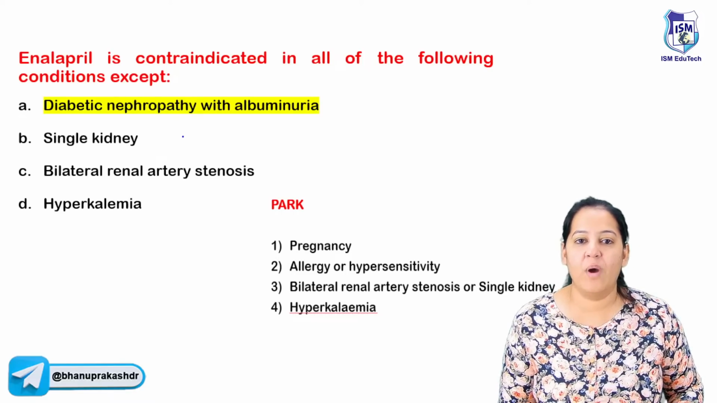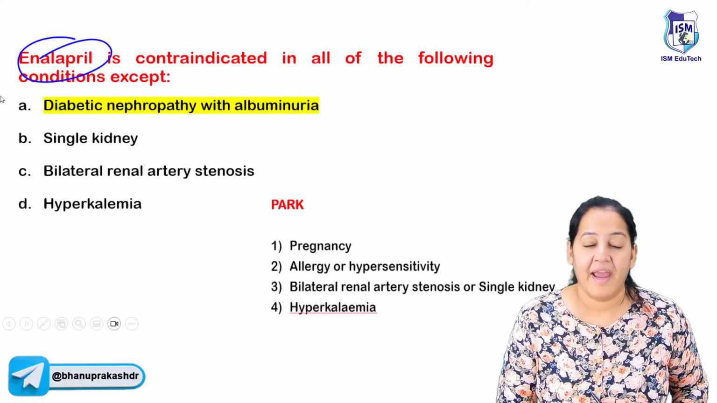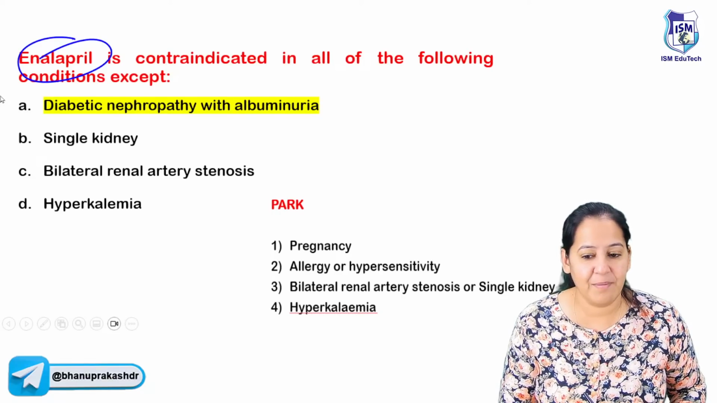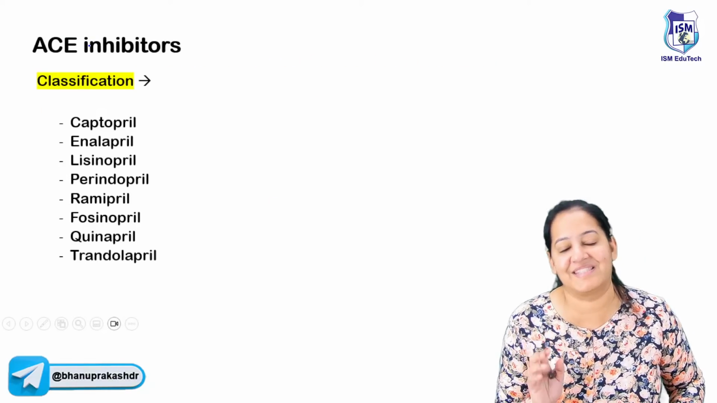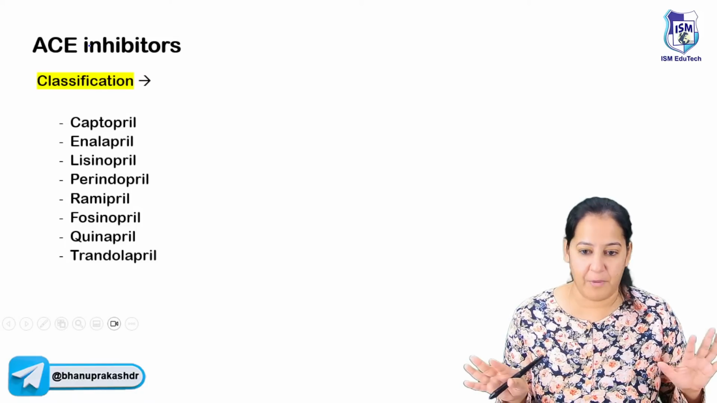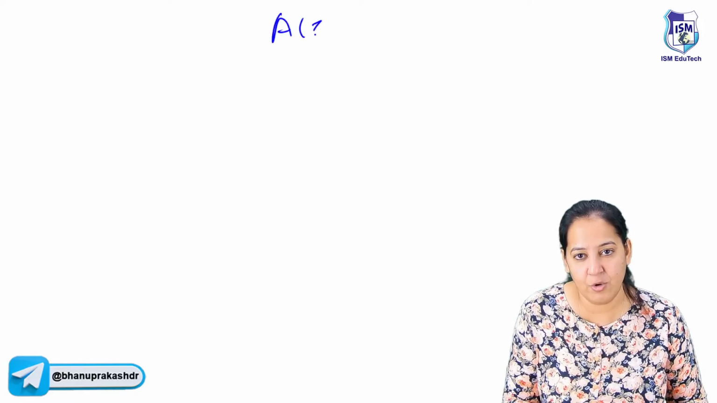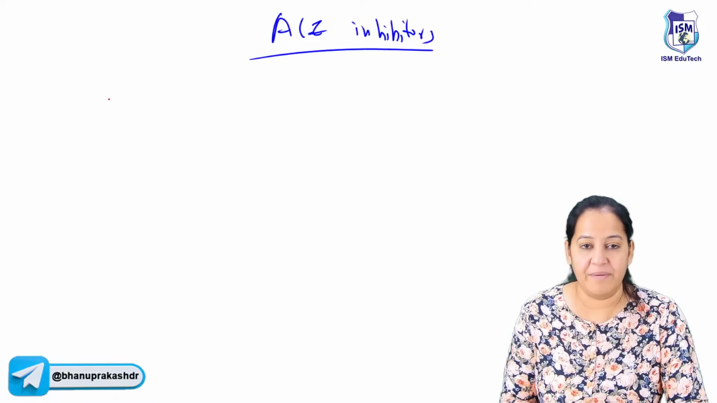So let me explain you everything about enalapril. First you tell me the category it belongs to. It is pril, one of the prils. Learn the classification. It is an ACE inhibitor. So try to learn everything about the ACE inhibitors. I will tell you everything about the ACE inhibitors right now, starting from their classification.